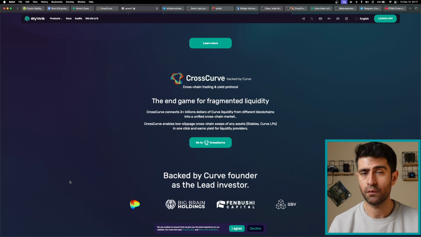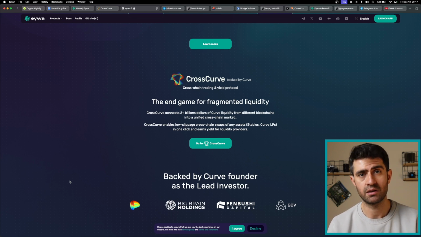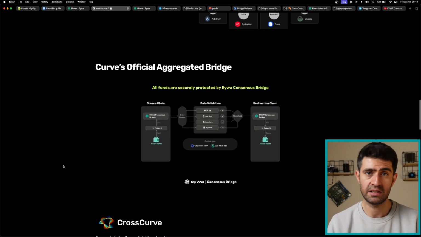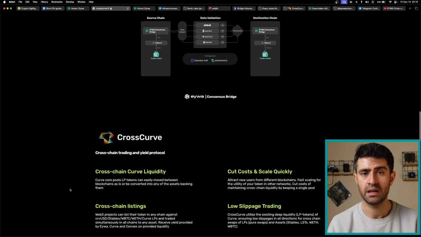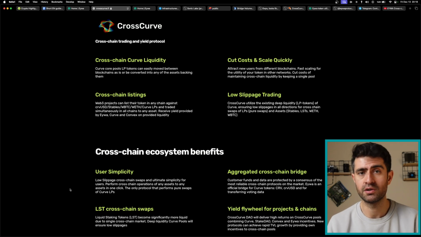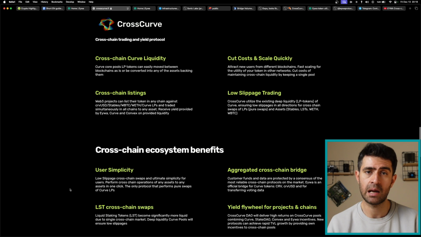Liquidity fragmentation is one of the biggest obstacles facing DeFi. Assets are siloed across various Layer 1 and Layer 2 blockchains, making it difficult to efficiently move large amounts of liquidity. This results in high slippage and costs during transfers, slow transaction speeds, particularly with Layer 2 optimistic bridges, and security risks as demonstrated by the $2 billion lost to bridge hacks in 2022. EYWA's CrossCurve addresses these challenges by consolidating over $2 billion of Curve liquidity from multiple blockchains into a unified cross-chain market. This approach significantly reduces slippage, even for larger transactions, making it a game-changer in capital efficiency.